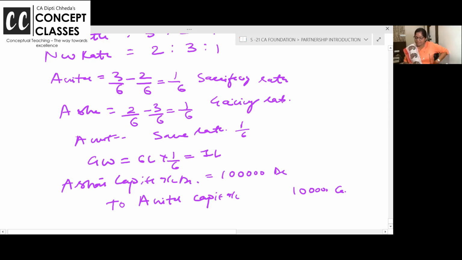Okay, listen, what is happening? I'm talking to the first partner. Your ratio was 3/6. Now in the new ratio, it's going to be 2/6. So your ratio is reducing from now onwards.